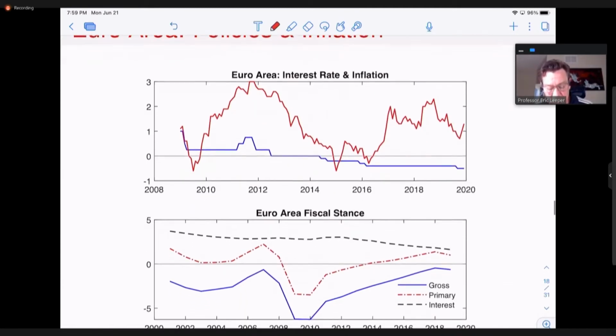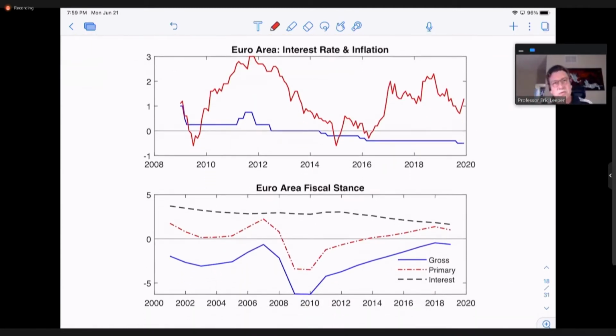Well, here is the euro area. Again, I told you I stopped before COVID. And the target is 2% inflation. So for a long period of time, it was below. Now it's falling again. And what is the European fiscal stance? Well, primary surpluses. So it has not been that monetary ease has been followed by fiscal ease. Monetary ease has been followed by fiscal tightening.